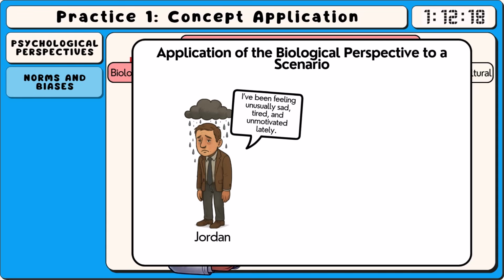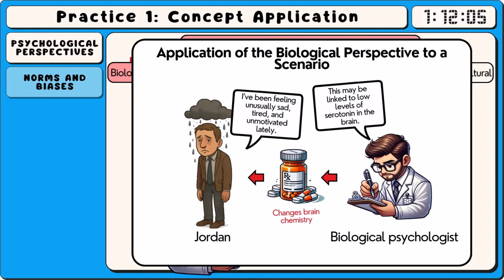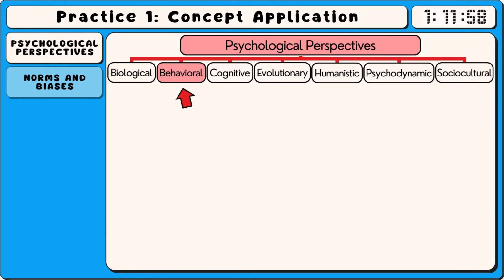Imagine Jordan has been feeling unusually sad, tired, and unmotivated for weeks. A biological psychologist would suggest that Jordan's symptoms may be linked to low levels of serotonin in the brain. From this view, treatment would likely focus on medication or other methods that change brain chemistry. Now let's look at the behavioral perspective.